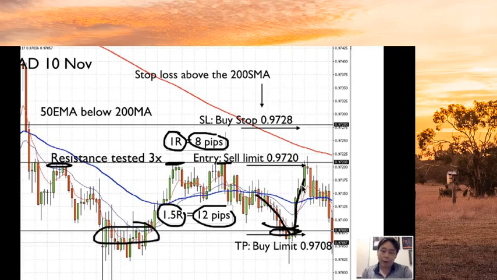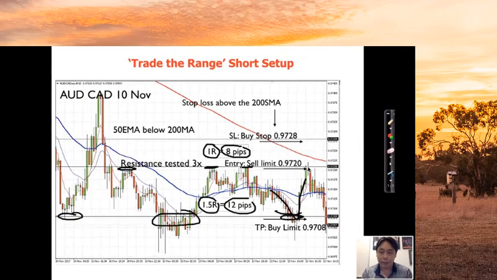So what happened was the price went up, and you can see at 97.20, it triggered my sell order, and as expected, it was a strong resistance. It came down right away and hit my profit target. So this was another winning trade on the range.